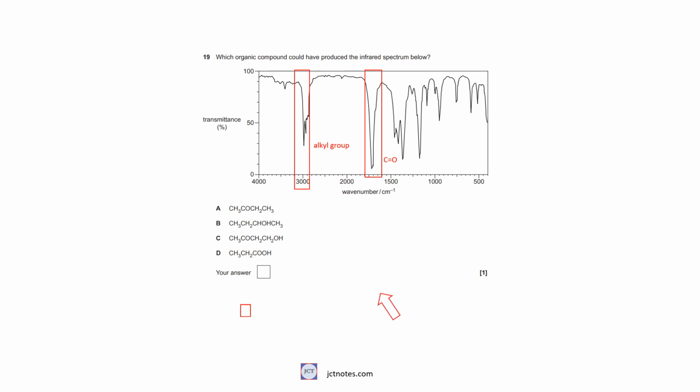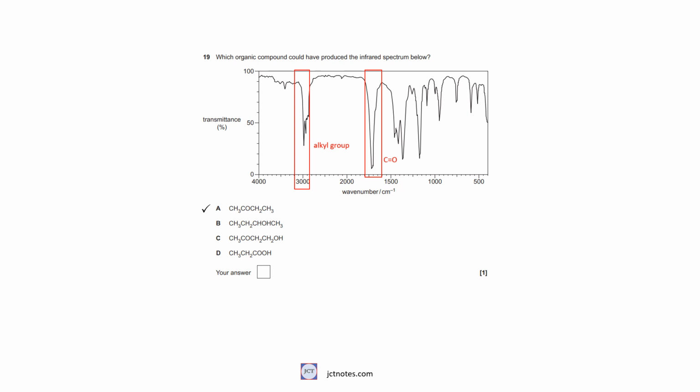Compound A is a ketone and the carbon-oxygen double bond should give us a peak between 1630 and 1820 reciprocal centimetres, and we have a peak just around 1725 reciprocal centimetres. We can also see the peak due to alkyl groups. A is a possible answer. B is an alcohol, and the oxygen-hydrogen bond should give us a peak between 3200 and 3600 reciprocal centimetres. But we do not observe peaks in this region. B is not an answer.